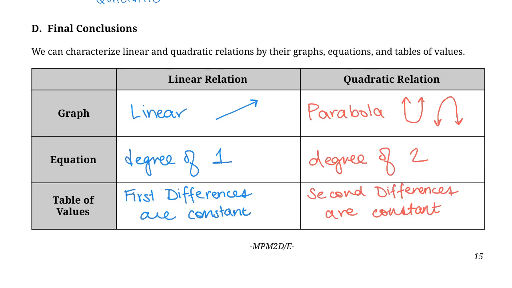For a quadratic relation, the graph would take on a very specific shape that we call a parabola. So that is a U-shaped looking curve that can open either upwards or downwards. If we're taking a look at an equation for a quadratic relation, the highest degree that you would find would be a degree of 2. If we were looking at a table of values, you would start by calculating first differences, but your first differences would not be constant. That would signify that you now need to calculate second differences. And when you calculate the second differences, if you are dealing with a quadratic relation, you will find that the second differences are constant.